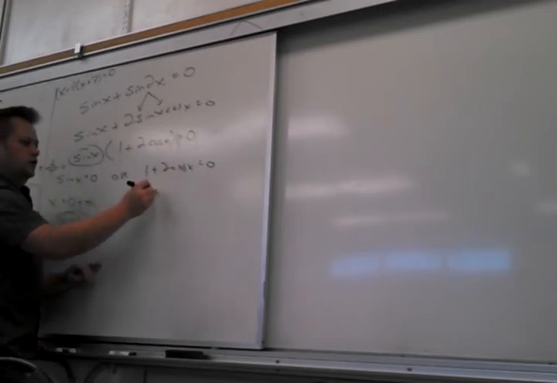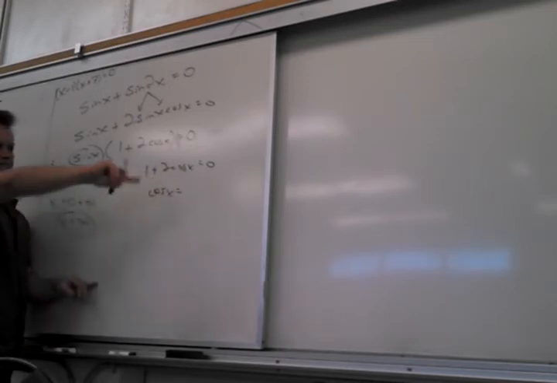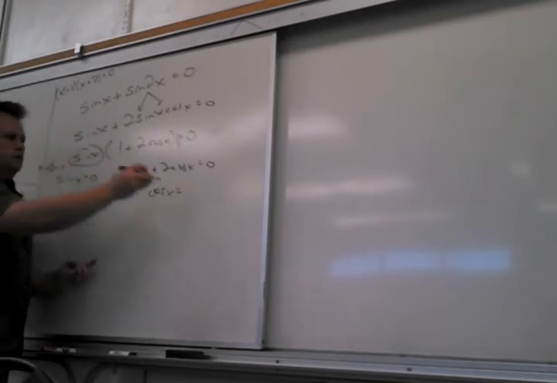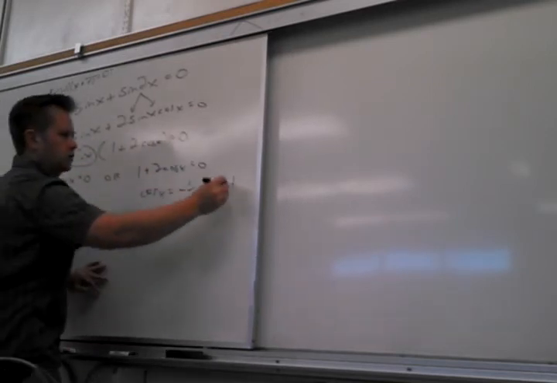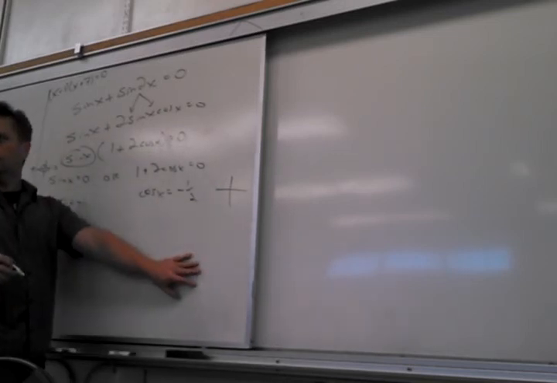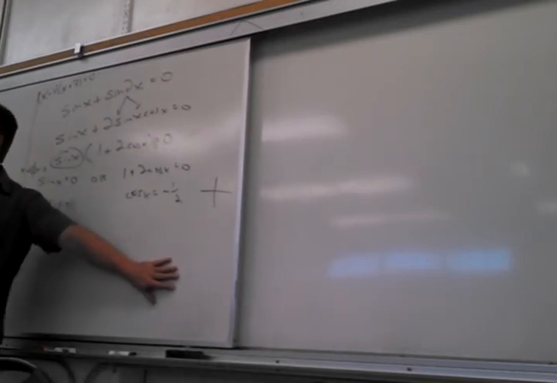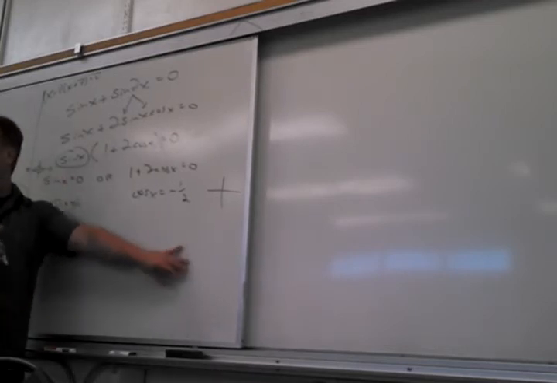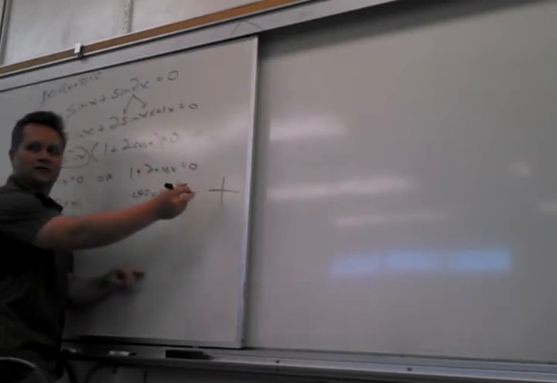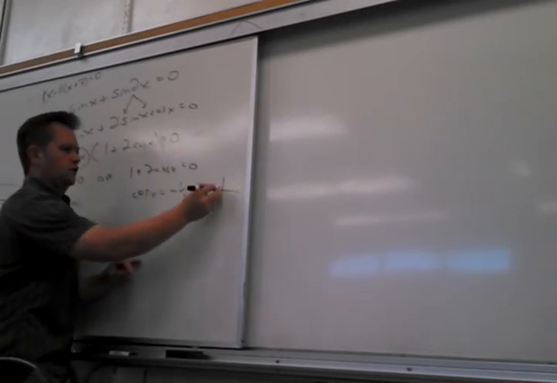If I solve this for cosine x, I get what? Negative 1/2. And what is cosine negative 1/2? What quadrants are we talking about? 2 and 3. Yeah, be careful. 2 and 3. So in 2 and 3, my cosine's going to be negative.